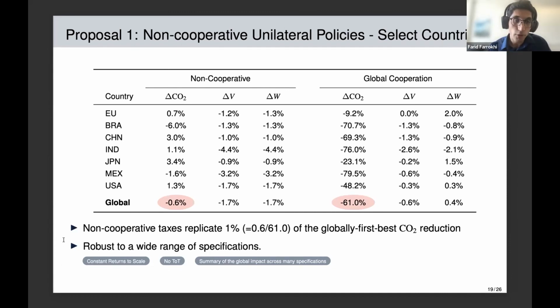We've done a number of different robustness checks to this exercise. And across all of them, like, for example, what if we have constant returns to scale technologies? What if we have different parameterizations of the model? We consistently find that this number in the case of non-cooperative is very small compared to global cooperation. Here it's just 1%. It could be 2%, 3%, or less than 1%, depending on the exact specification. But the question remains: why is the effect so limited?